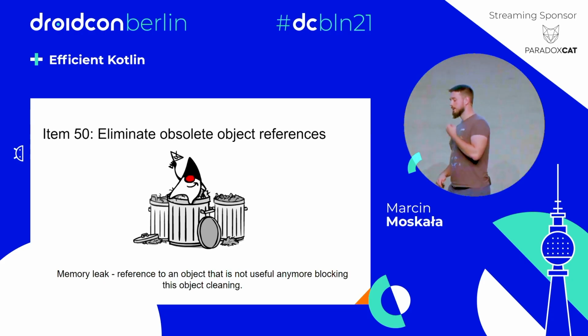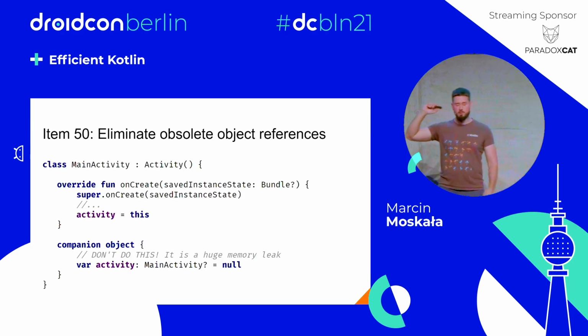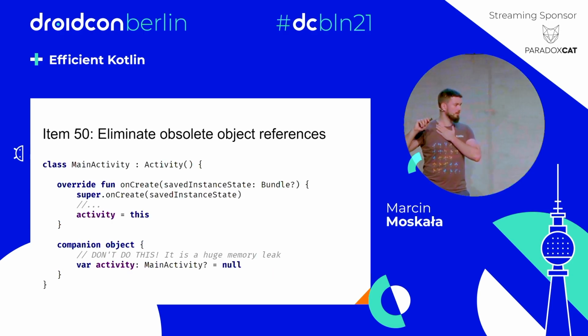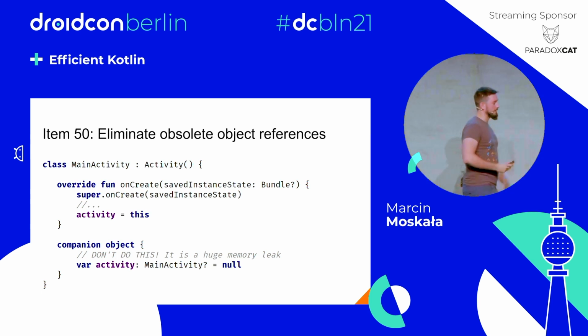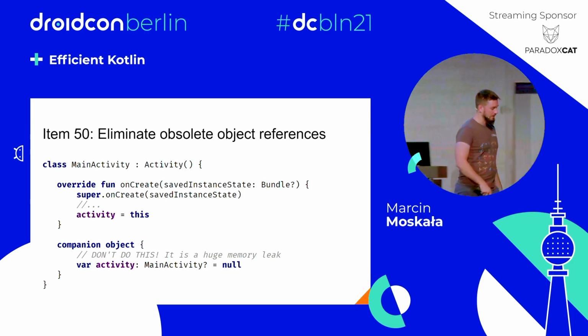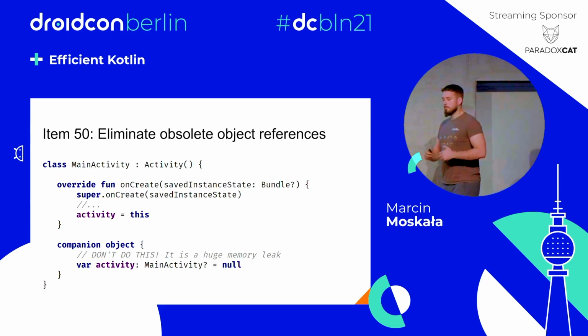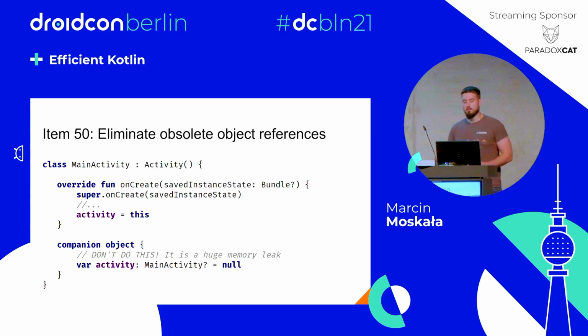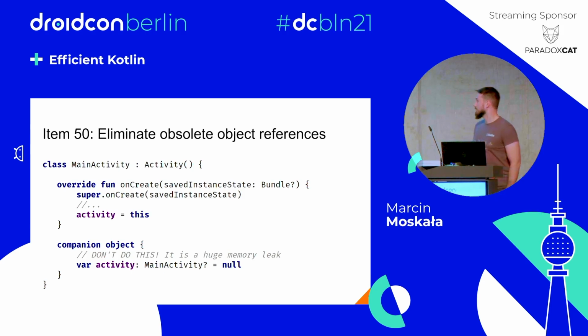These memory leaks can be obvious. This is, I hope, something that is clear to all Android developers. That is, you should not assign a reference to an activity into some companion object property, because then it will be referenced statically, and so it cannot be garbage collected. But this can also be hidden in some way.